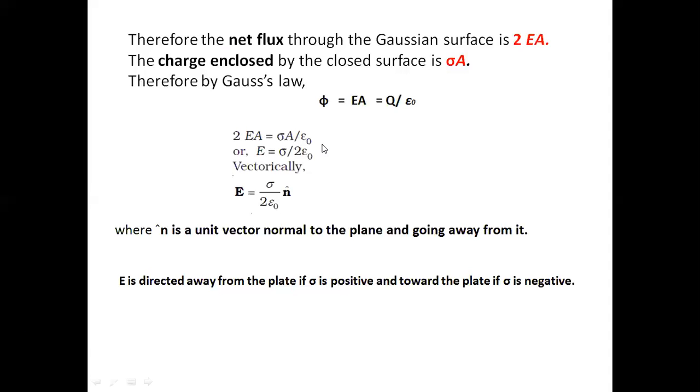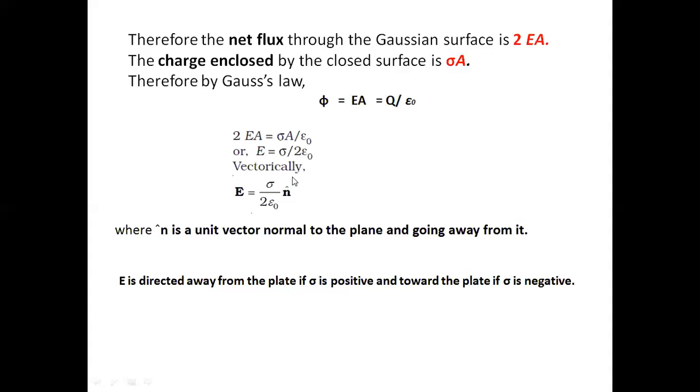Now according to Gauss law, flux phi is equal to EA is equal to Q divided by epsilon naught. But here we have the total E from both surfaces, so 2 into EA is equal to Q, that is sigma into A divided by epsilon naught. Again, we need to find E, the electric field. So E is equal to sigma divided by 2 epsilon naught.